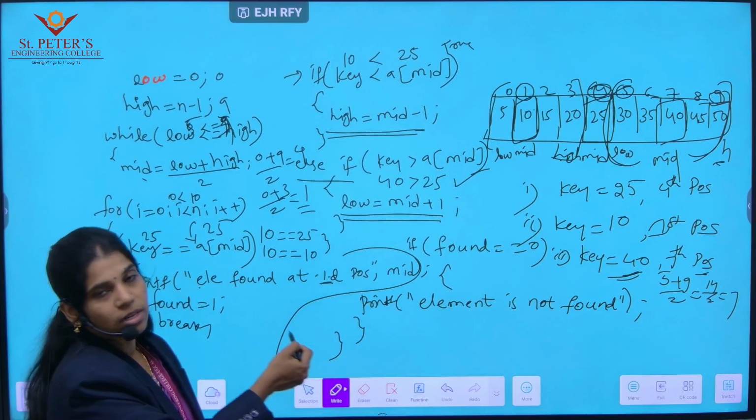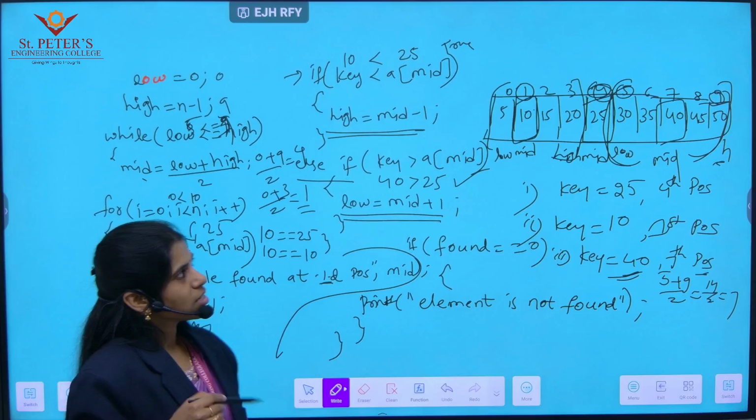So this is the program regarding binary search. In the next session we'll continue this one.